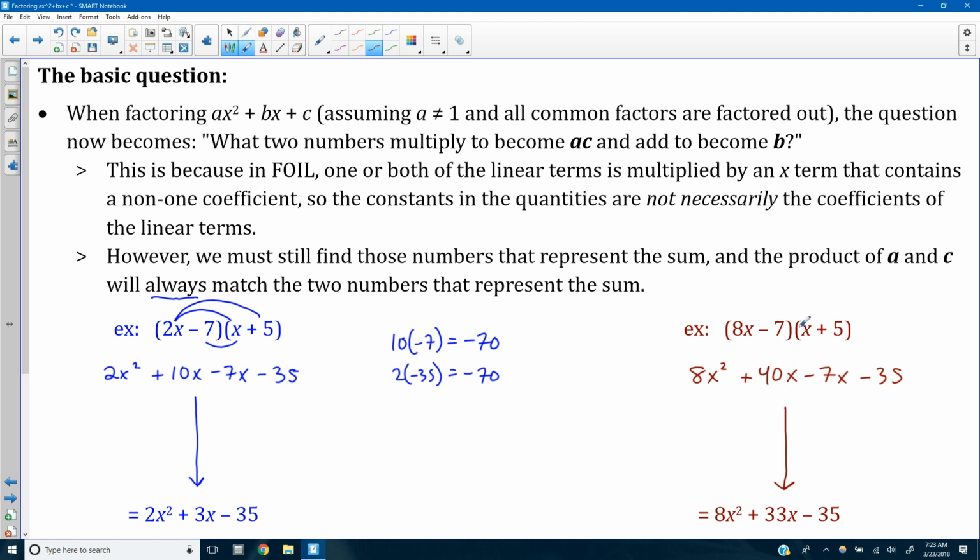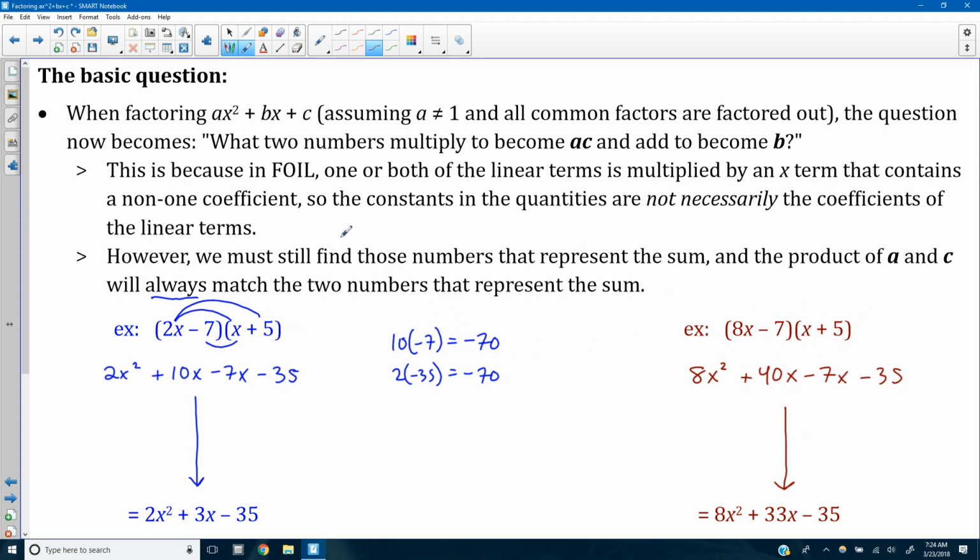Now, there could have been another number here like a 3, and I could have multiplied negative 7 by 3, and that would have changed as well. So the constants and the quantities are not necessarily the same as the coefficients of the linear terms. One or both of them will be affected. In this case, I only affected the 5, not the negative 7.